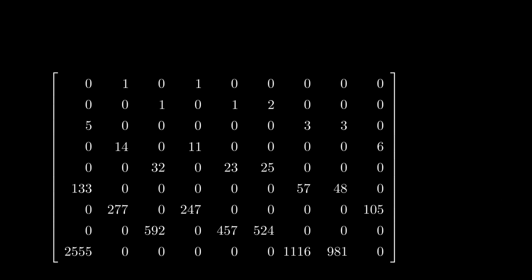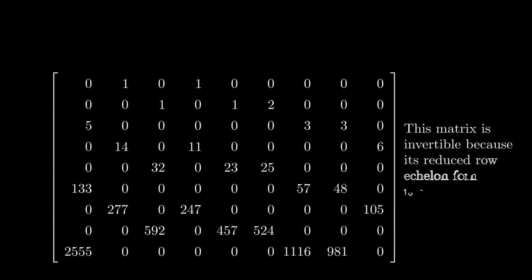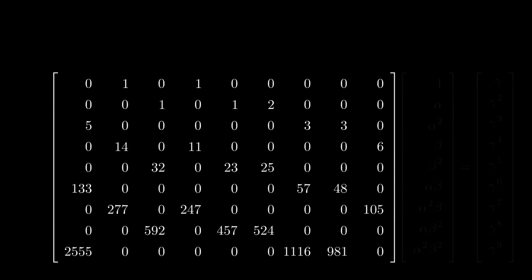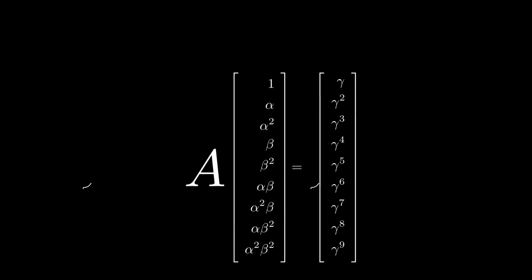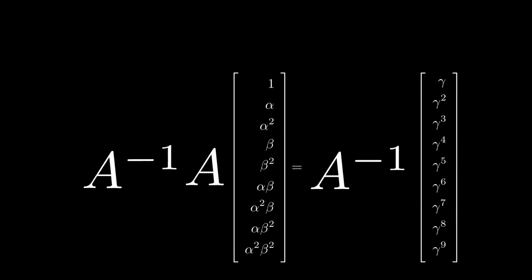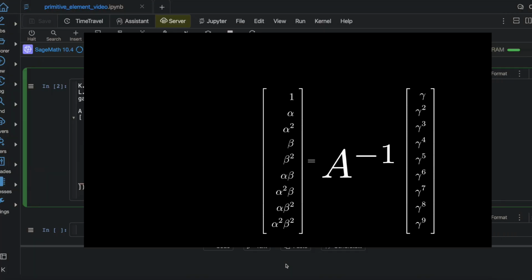Alright friends, we made it. So, this matrix that we end up with, it's invertible. You could check that its reduced row echelon form is just the identity matrix. That's pretty great because then we could try to solve it just like any linear equation. We just want to undo that A on both sides. So we can multiply both sides by A inverse.